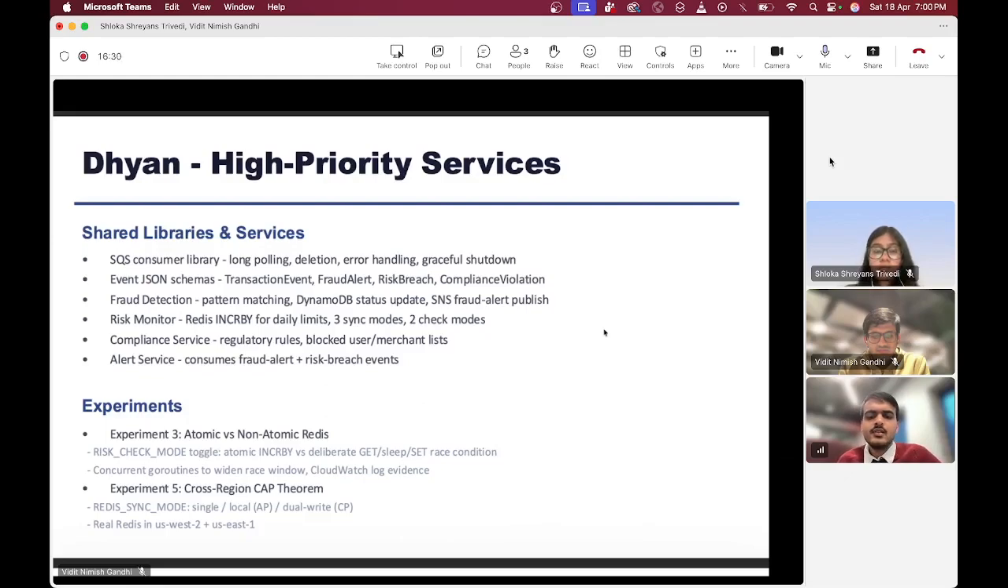The risk monitor is the most technically interesting service. It tracks cumulative daily spending per user using Redis. The key feature is support for three sync modes: single write to Redis, local for independent regions, and dual write for synchronous cross-region replication.